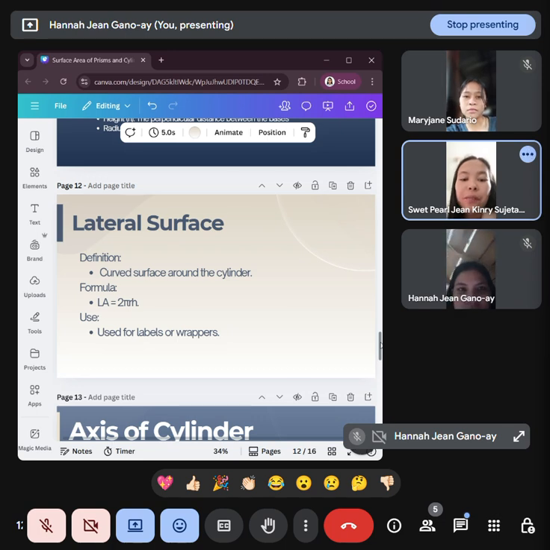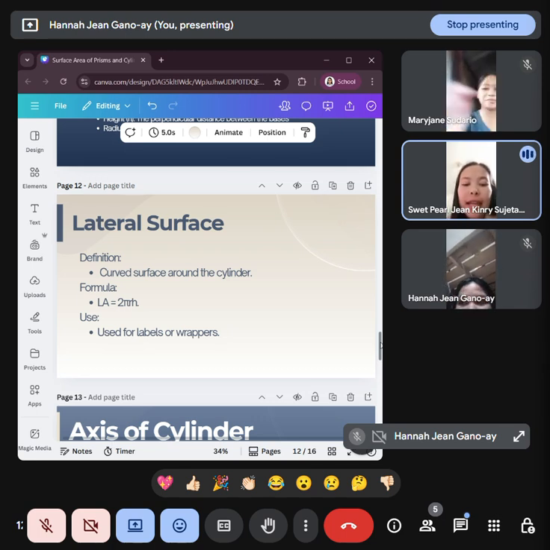Lateral surface. The lateral surface of a cylinder is the curved surface that wraps around it, excluding the top and the bottom circles. The formula is lateral area equals 2 pi r times height. Understanding this helps in real-life applications such as designing labels for cans or calculating the material needed to cover a cylindrical object.